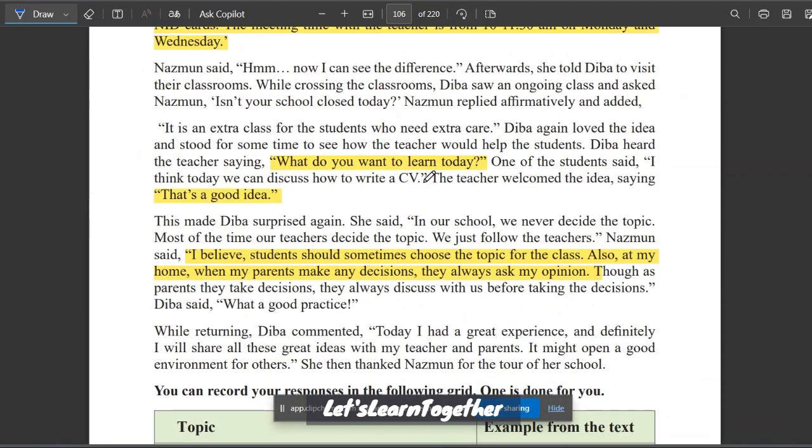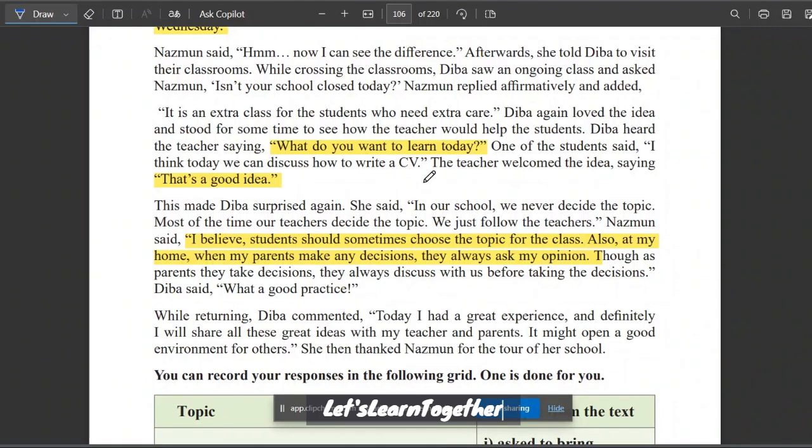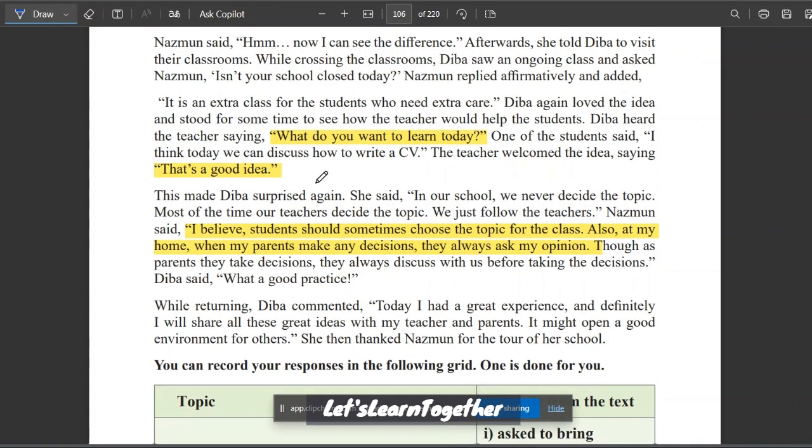And then there are a few other examples of neutralization of power, which is visible in Diba's school, that their teacher interacts very interestingly in the class. The teachers ask that, what do you want to learn today? That means the teacher, though she has the authority to give any command or order or to just enforce any sort of topic on the students, prefers to discuss and to take advice of the students while deciding what topic to teach. And she thinks that that's a very good idea.